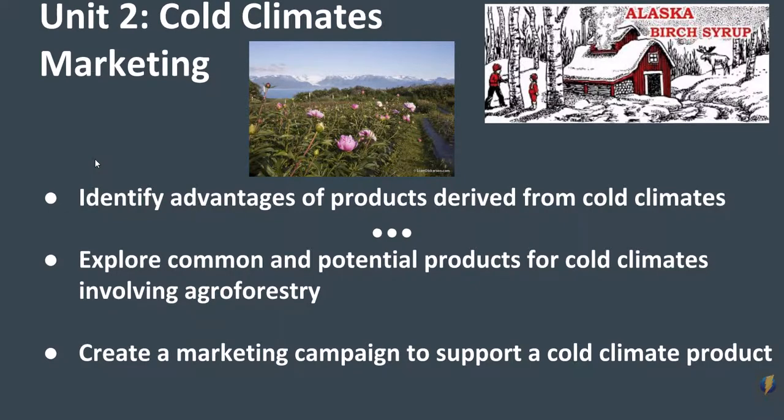So students start out by identifying advantages of products derived from cold climates. We look at some specific cases such as peonies and rhodiola rosea that we mentioned earlier, and some of these niche products that do well in cold climates. And then we explore some common and potential products for cold climates. So they do a little bit of research in this, guided by the teacher who has some reference notes for that. And then they create a marketing campaign to support a cold climate product. And this actually takes the form of a banner.